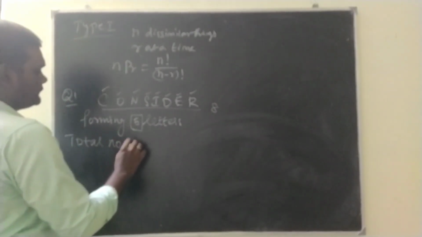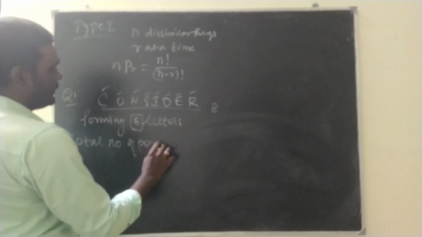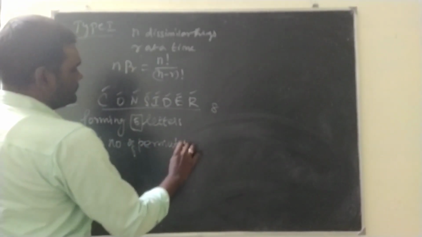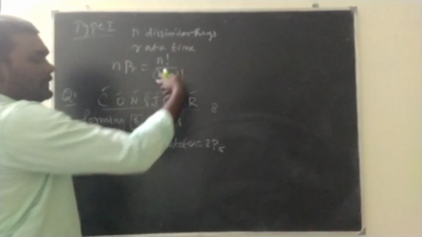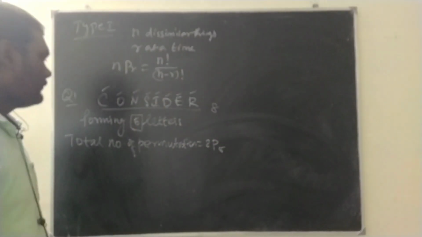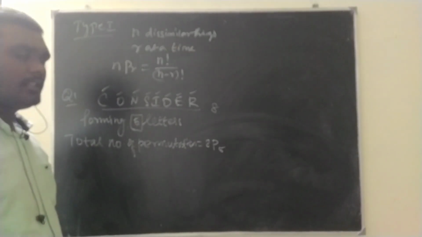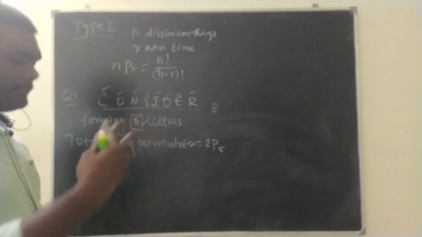The total number of permutations is not asked in the question. Just to explain this I am telling. This is 8P5. This also can be calculated. Now we come back to this question.